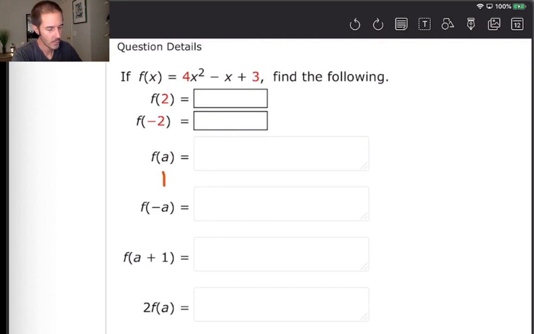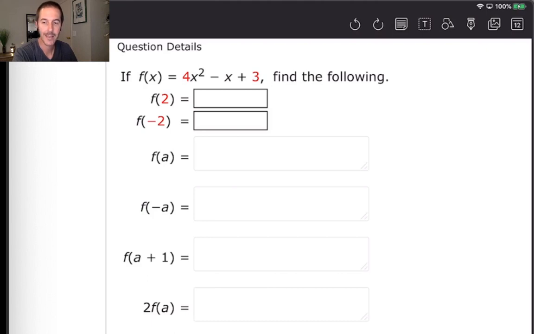This is always strange when you see something like this, f of a. You are indeed just replacing the x's with a's. But then when you have to replace them with negative a's, again, like we did with the negative 2, use parentheses, think about double negatives, think about negative times negative, and answer accordingly. Combine like terms if necessary. You won't have to do that just yet. However, in the next problem, f of a plus 1, you are replacing your x values with a plus 1.